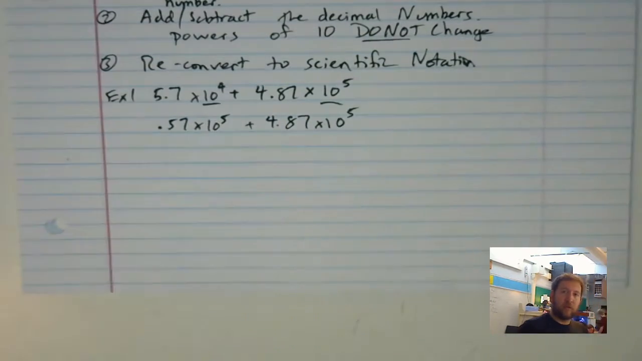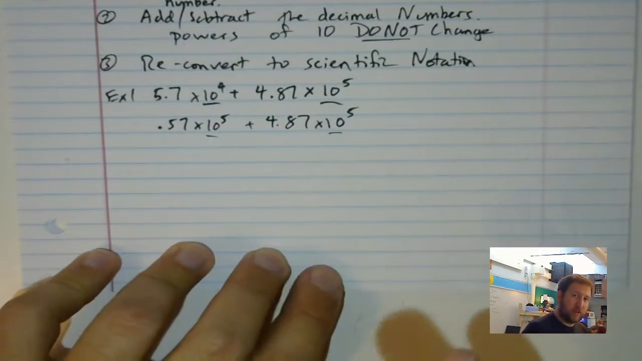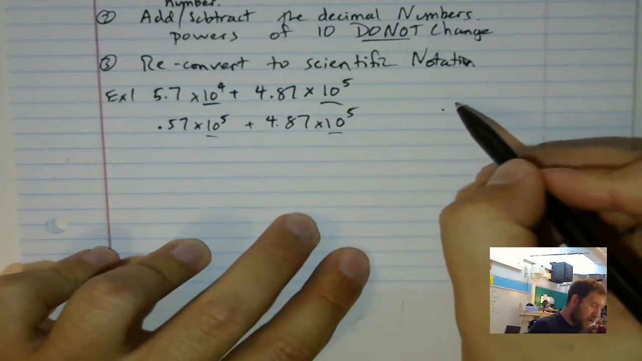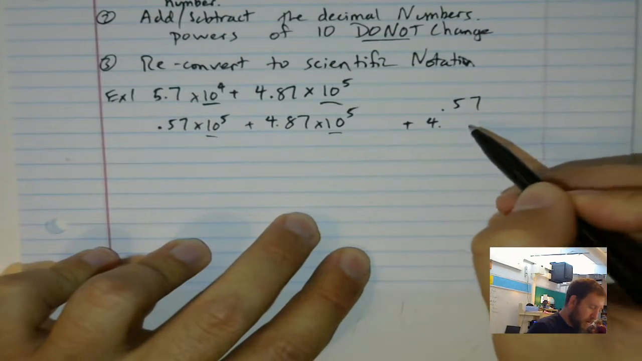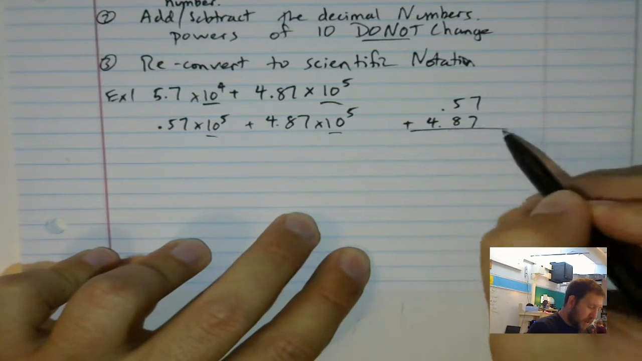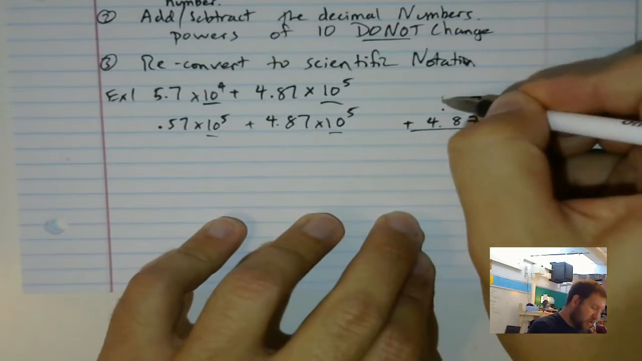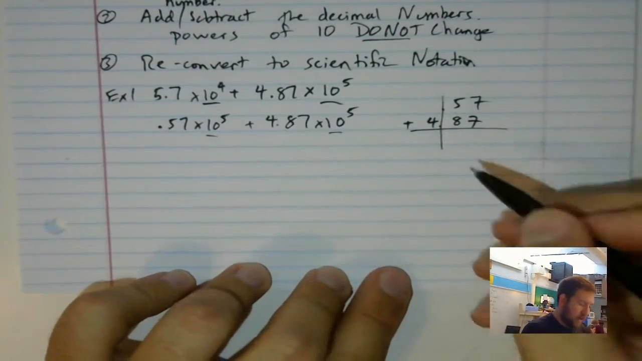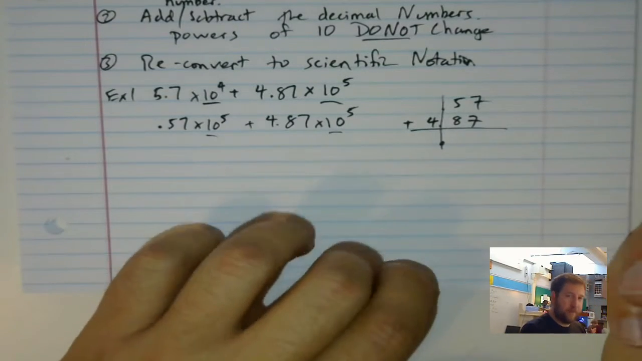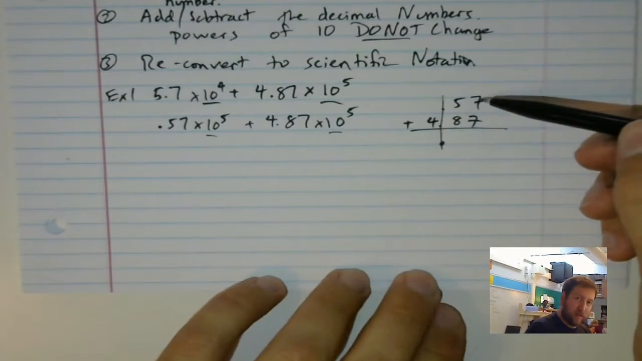Now I can ignore my exponents right here and just look at the decimals. So I have 0.57 plus 4.87. And now, again, we're going to need to remember all those rules that we've been talking about. Here again, notice that I made sure to line up my decimal points because I'm going to bring that decimal point right down. Let's make it a little bigger so we can see it. And that's important for when we're adding or subtracting decimals. Okay, let's do our little math.